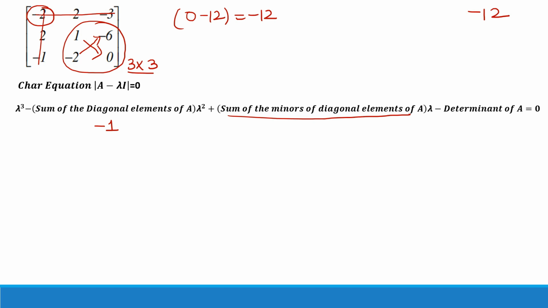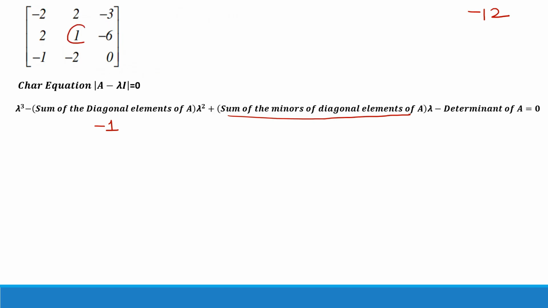I'm going to write this here. Now what is the next diagonal element? The next diagonal element is 1. So again leave this column and this row, and find the determinant of the remaining matrix. So minus 2 into 0 is 0, and minus 1 into minus 3 along with the negative will be minus 3. So the next minor is minus 3. Fine. Now the next diagonal element is 0. What is the minor of this? Again leave this column and this row, and find the determinant of the remaining matrix. So minus 2 into 1 is minus 2, 2 into 2 is 4, along with the negative, so this is minus 6.